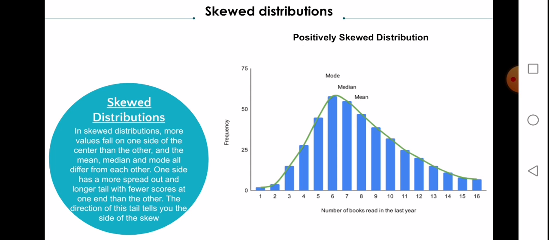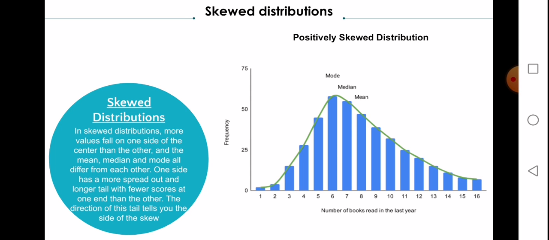We also have the skewed distributions, where more values fall on one side of the center than the other, and the mean, median, and mode all differ from each other. One side has a more spread out and longer tail with fewer scores at one end than the other. So the direction of this tail tells you the side of the skew. We have an example of a positively skewed distribution.